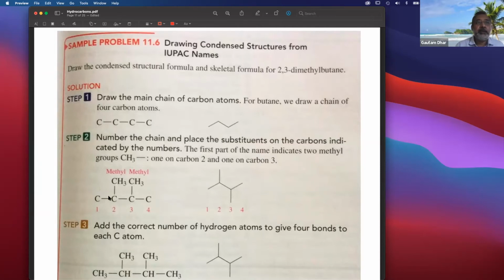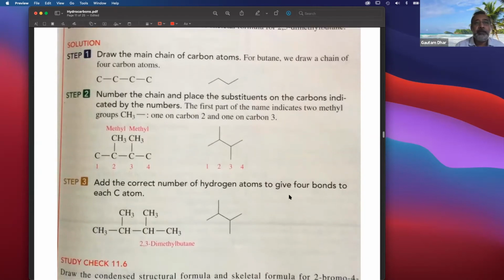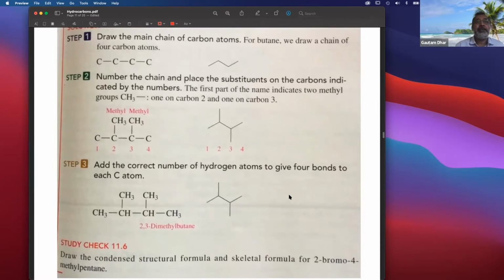You number it always 1, 2, 3, 4, and this is 2,3-dimethyl. That means at 2 and at 3, there are two methyl groups. You put them in and then fill in the hydrogens. So this is the reverse.